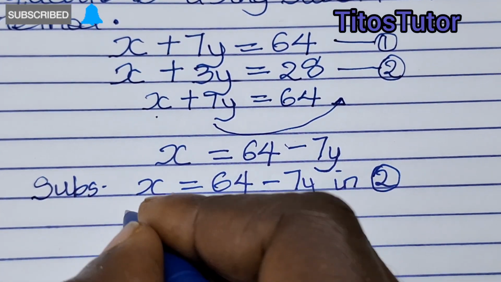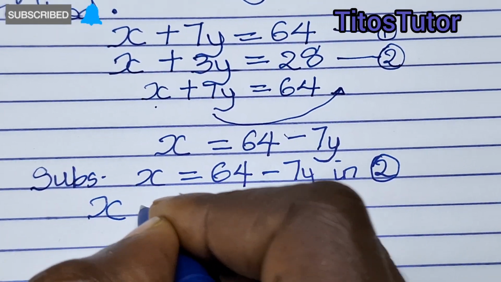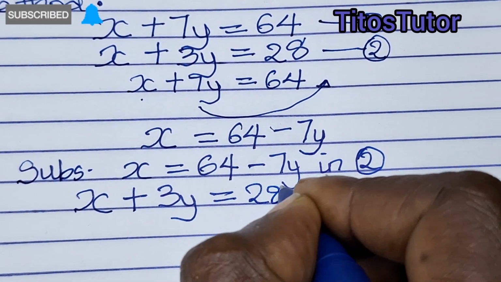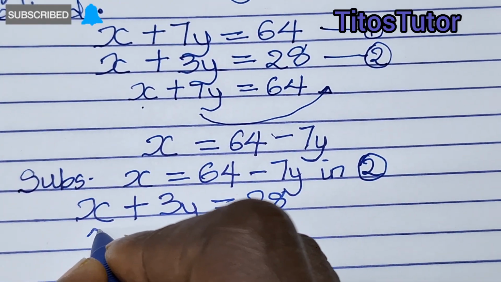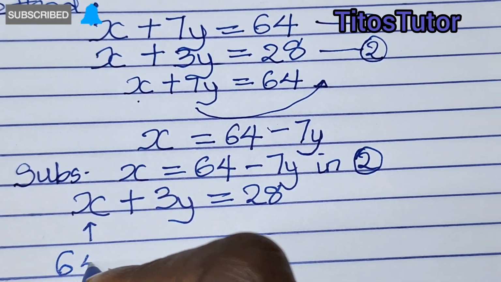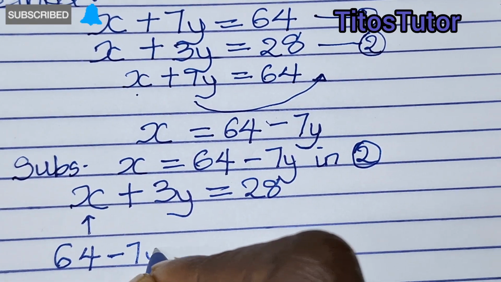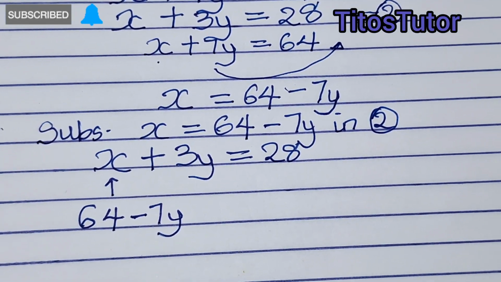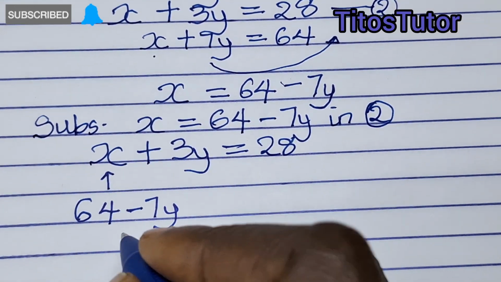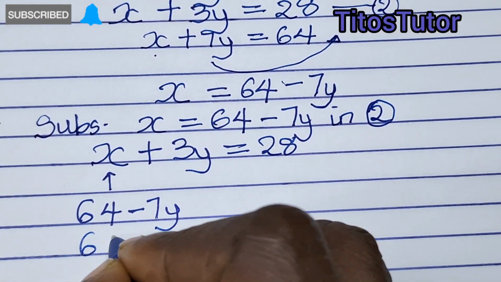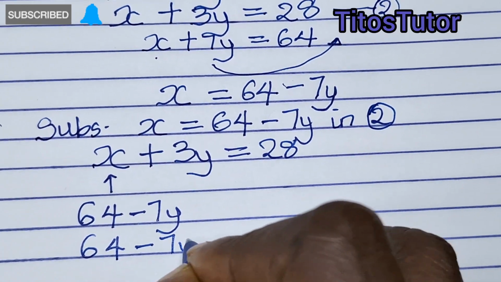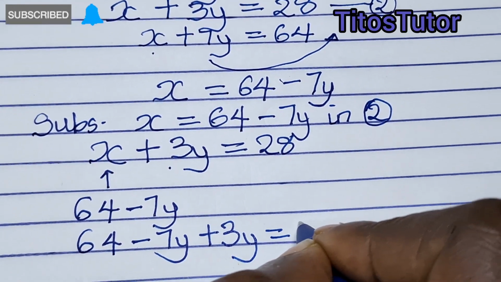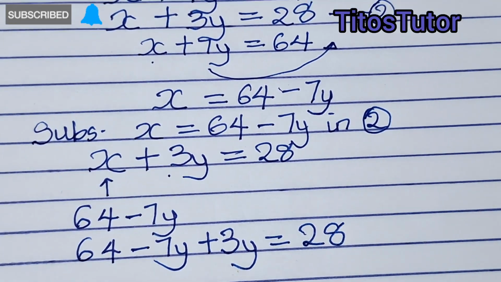Okay, so my equation 2 is x plus 3y is equal to 28. So anywhere I see x, I'm going to put 64 minus 7y. So I'm going to rewrite that equation 2 with 64 minus 7y as x. So let's go. 64 minus 7y plus 3y is equal to 28.